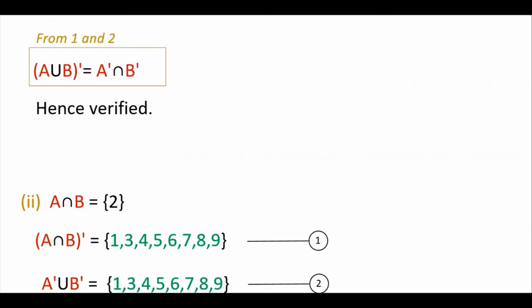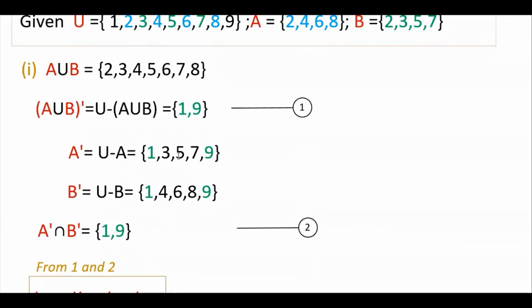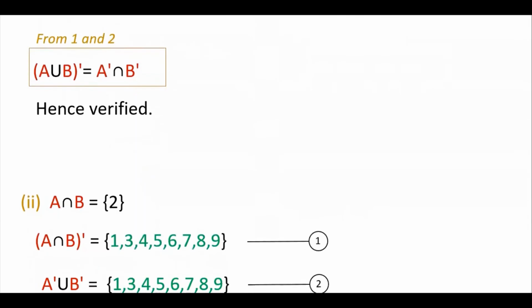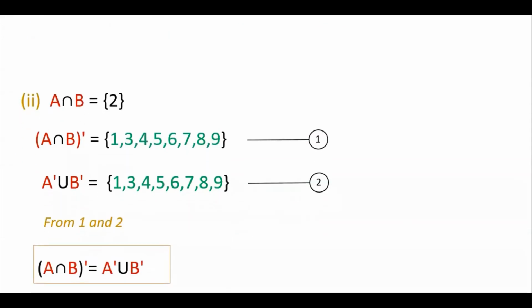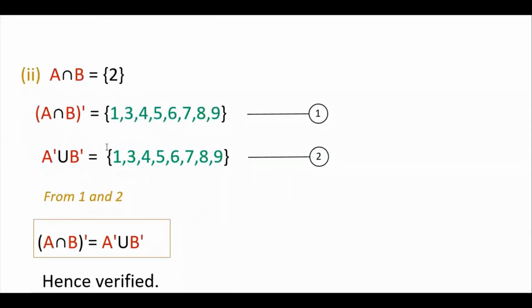And now you have to union their complements. So if you union their complements, these are their complements. So if you union these two sets, then you will get 1, 3, 4, 5, 6, 7, 8, 9, excluding 2. So these are the union of their complements 1, 3, 4, 5, 6, 7, 8, 9. So excluding 2. From 1 and 2, the complement of A intersection B is equal to the union of their complements, hence verified.